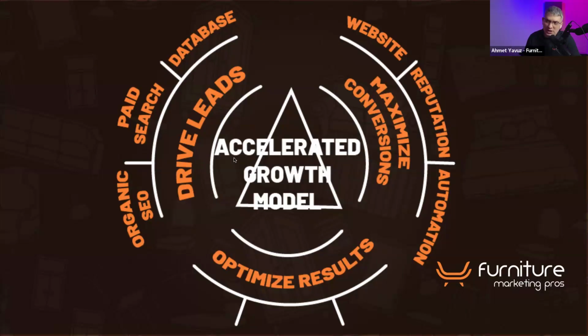I just want to start with our 9-step accelerated growth model. As we discussed in earlier webinars, we focused on overall systems. So we're going to be talking about them one by one. And I want to start with the website first because it was the biggest issue.